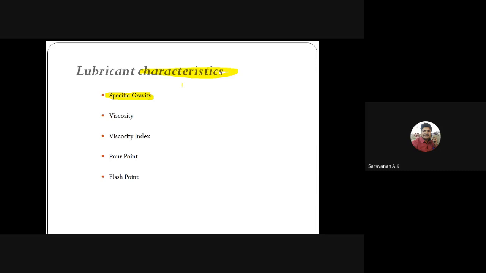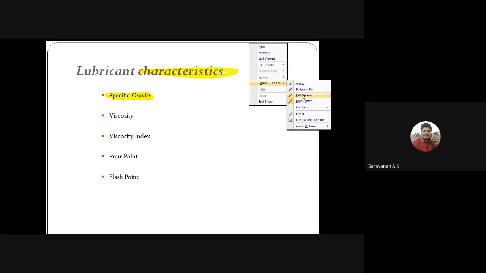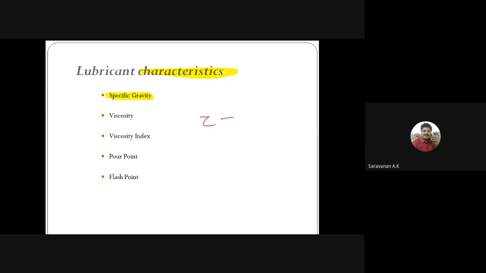What is viscosity? It is a measure of the fluid's resistance to flow. You should know Newton's law of viscosity. Do you remember that one? Newton's law of viscosity: tau equals mu du by dy.